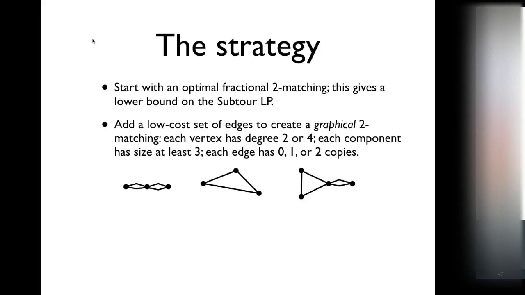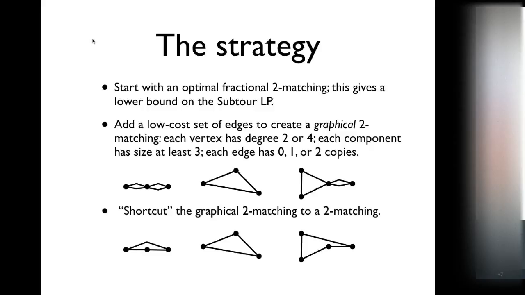What I want to do is add a low-cost set of edges to create something I'm going to call a graphical 2-matching. So in a graphical 2-matching, I'll get components that look like this. The size has to be at least 3. Every vertex will have degree either 2 or 4. I'll have 0, 1, or 2 copies of every edge. And why is a graphical 2-matching going to be interesting? Because I can play the same shortcutting trick that I did before to get myself down to a 2-matching. If I just think about taking a tour on these Eulerian components, and then skipping over vertices that I visited before, I get little subtours on those sets of vertices.